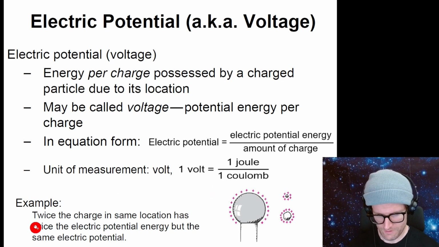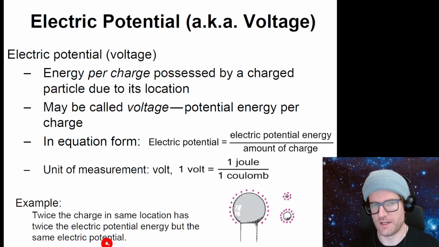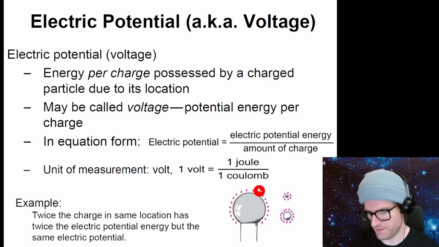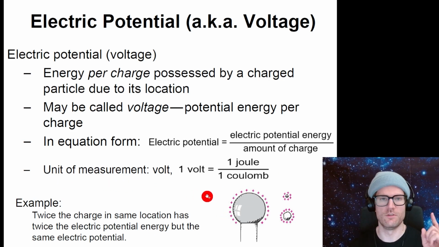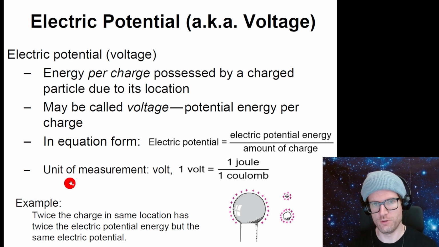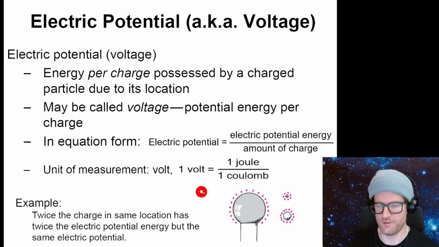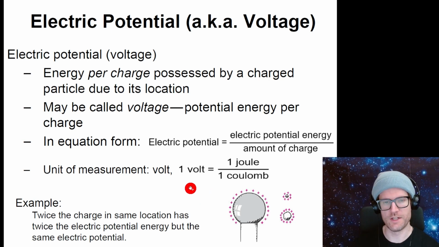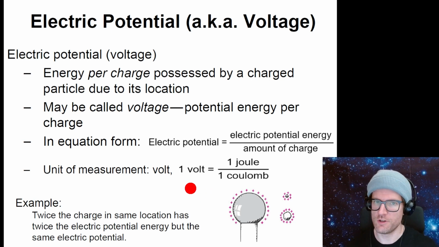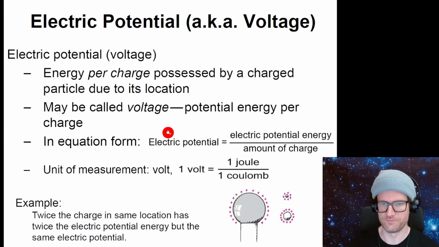Okay, let's see an example. Twice the charge in the same location has twice the electric potential energy, but the same electric potential. So if we bring into this configuration, there's voltage everywhere. If we bring in 1 coulomb of charge, it has 1 unit of energy. If we bring in 2 coulombs of charge to the same spot, we have 2 units of energy. So the voltage doesn't change for that particular spot. But if we bring in different charges, we have different energies.